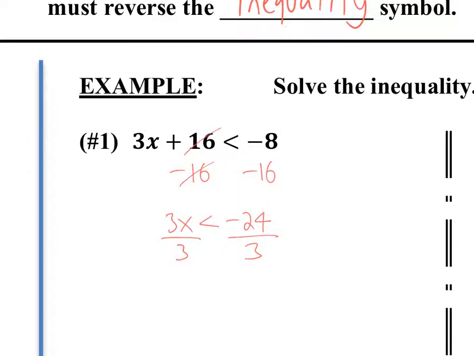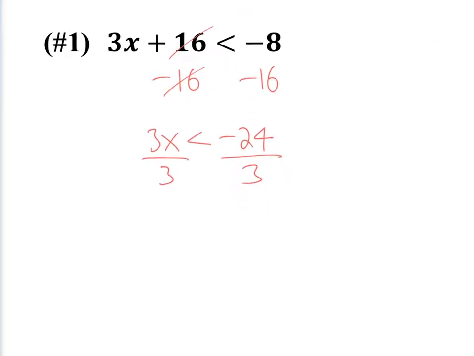The answer is no. We did not need to flip the inequality, because we have a negative number here, but we did not divide by a negative number. We divided by a positive 3. Only when you multiply or divide by a negative number do you need to flip the inequality, okay? So now the 3's are going to cancel. We're going to get x is less than negative 24 divided by 3, which is negative 8. And that's our final answer. X is less than negative 8.